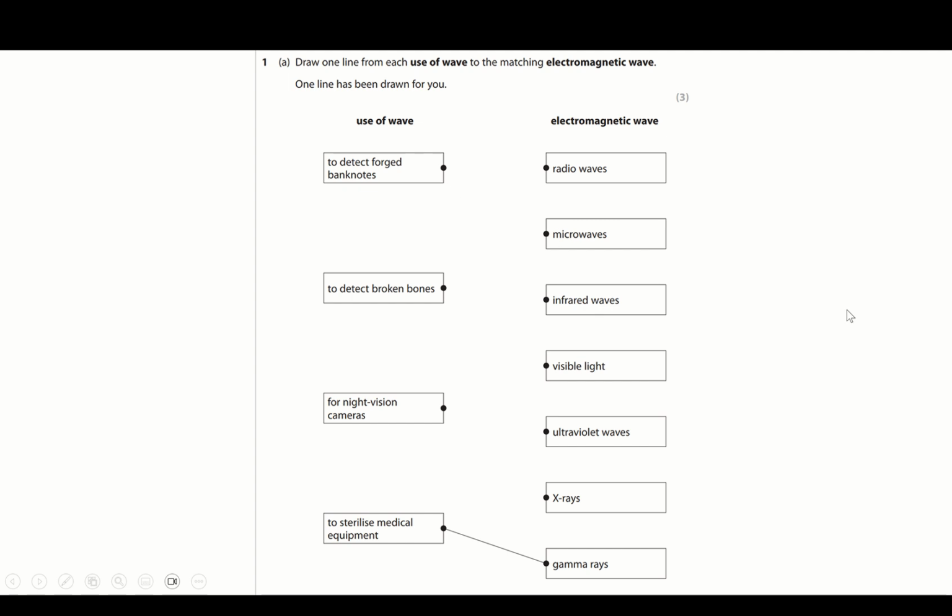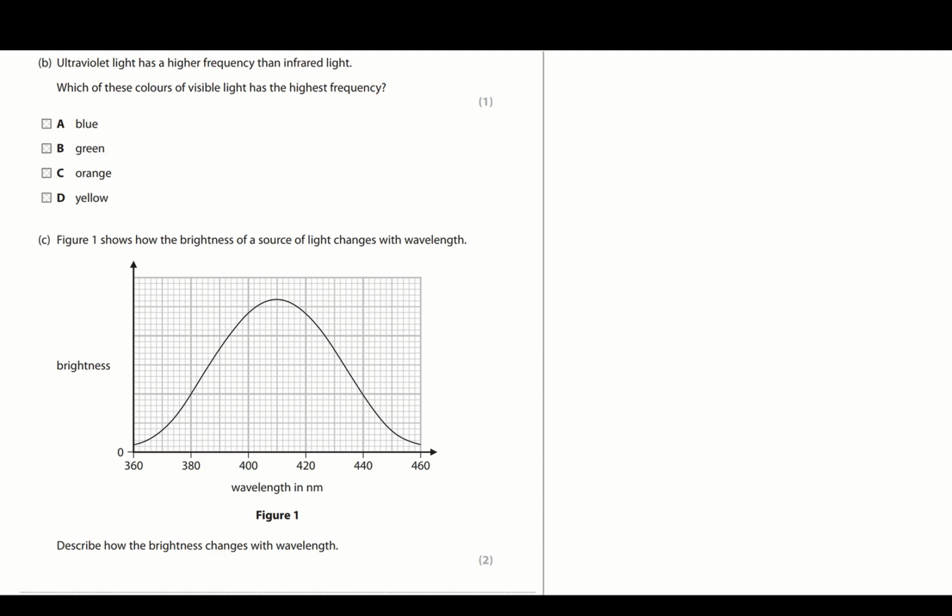So, detect forged banknotes. As you know, we'll scan those under an ultraviolet light, so it goes with ultraviolet. Detect broken bones. We know that it's going to be X-rays. That's because they're absorbed by bones and they transmit through the low density flesh. And then where they land, they cause a colour change on the film. So that's going to be X-rays. And night vision cameras, they're going to use heat waves, infrared waves. So 3 nice easy marks to start.